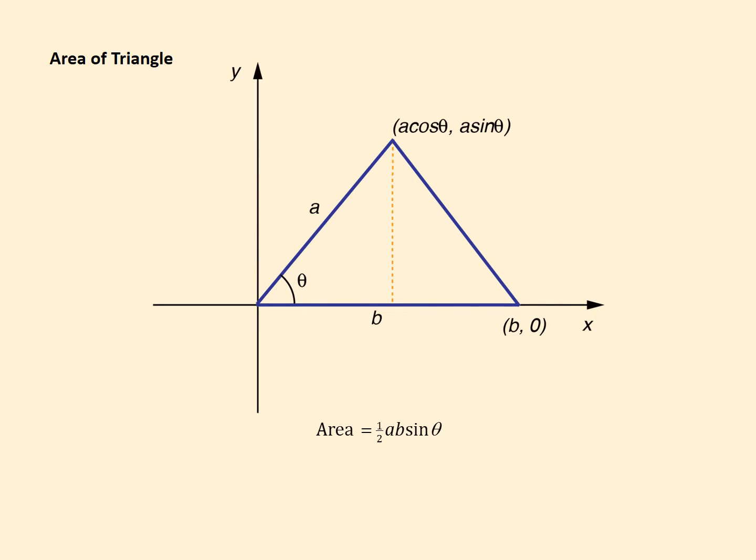For triangle area, here we have a triangle with one corner at the origin, the next corner on the x-axis at (b, 0), and it follows from the trigonometry that the third corner is at (a cos theta, a sine theta). And we can apply the rule to find the area of this triangle. It must be half the area of the parallelogram, and so it is half b times a times sine theta, or half ab sine theta.